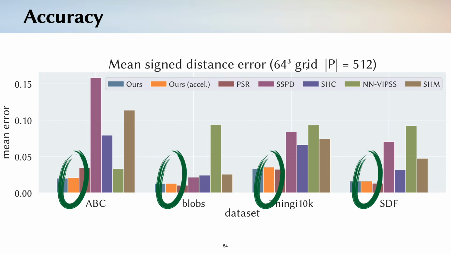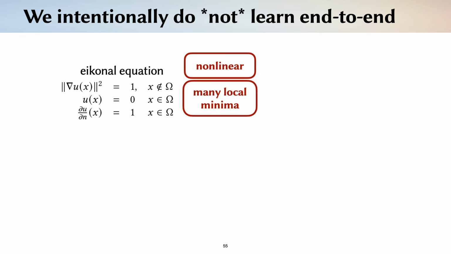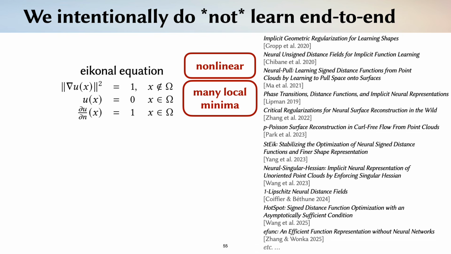On a higher level, one important takeaway of this project is that we intentionally do not attempt end-to-end learning. Learning SDFs directly from entire point clouds is difficult because the eikonal equation is nonlinear and has tons of local minima. A lot of literature therefore proposes various regularizations trying to encourage more SDF-like solutions, but the problem is difficult and inference is expensive if you use one big network for everything.